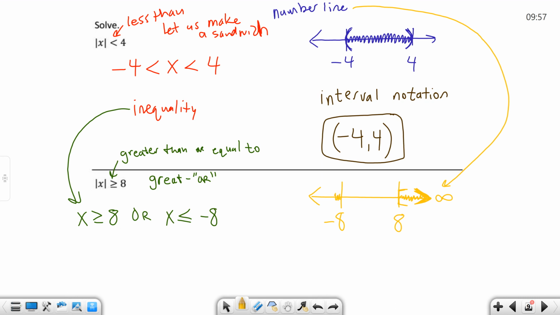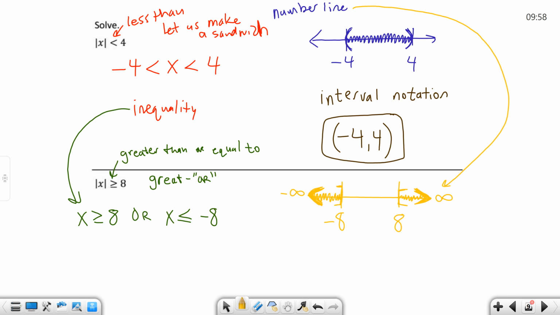Which way is less than negative 8? To the left. So I'm going to shade out here. Again, I get to the arrow, and I'm going to shade the arrow. And then what does that arrow represent? Negative infinity. Infinity and negative infinity are just a direction. They're not a number, they're a direction. Okay? And then what goes around it, again, it's equal, so I get a bracket.